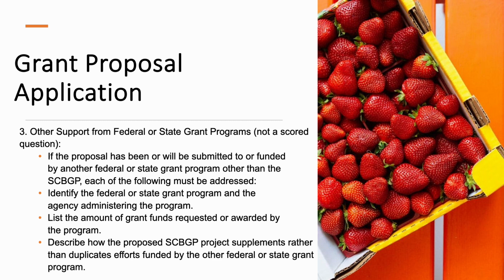The other support from federal or state grant programs is an unscored question. SCGBP funds cannot duplicate activities funded by other federal or state grant programs. If your organization has applied for or received funding from another source, address each of the questions in this section. If the proposal has not been submitted to or funded by another federal or state program, the questionnaire will prompt you to indicate this. Note that if you are awarded SCGBP funding and are subsequently awarded funding by another agency, you are required to immediately notify your assigned CDFA grant analyst.